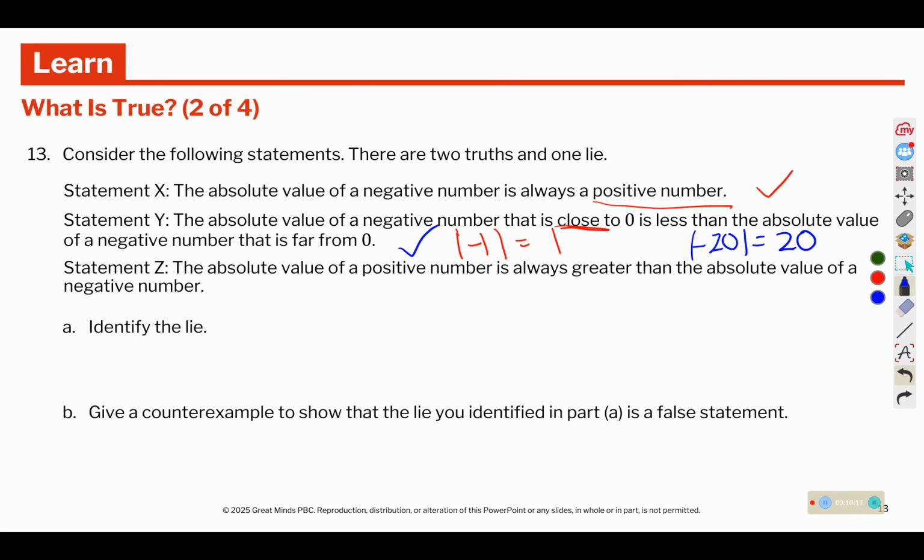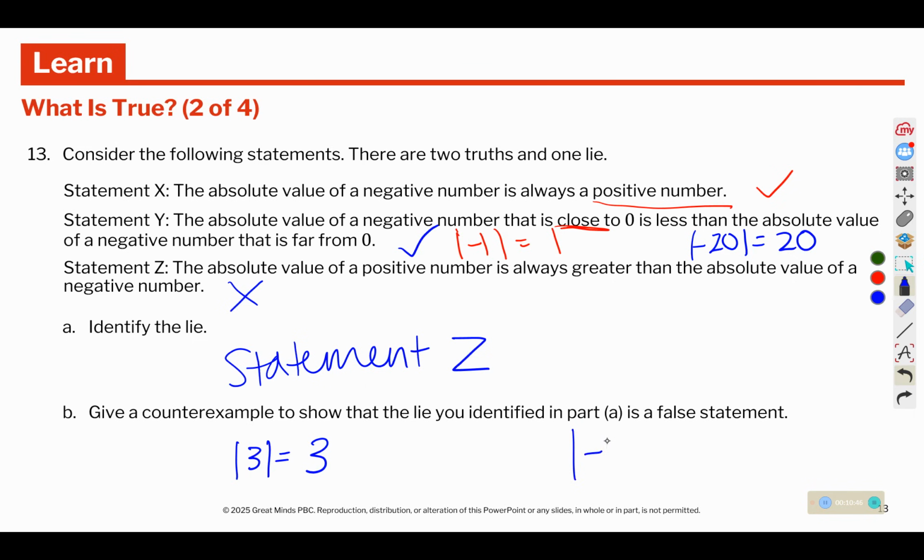The absolute value of a positive number is always greater than the absolute value of a negative number. No, that is false. We want a counterexample, so a positive number with an absolute value smaller than the absolute value of a negative number. How about 3? The absolute value of 3 is 3. The absolute value of negative 17 is 17. So it's not greater than this absolute value, it's less than.